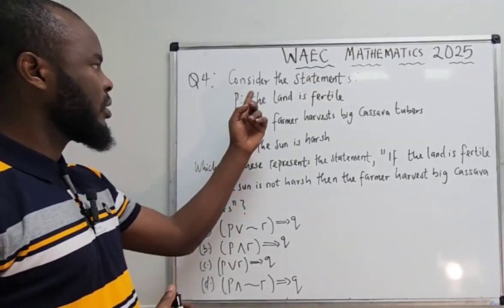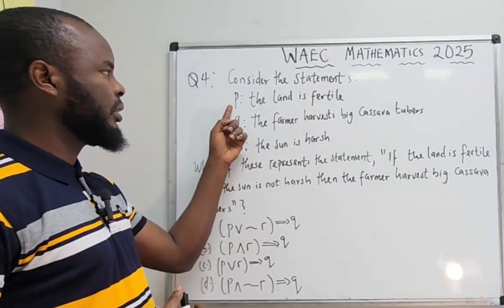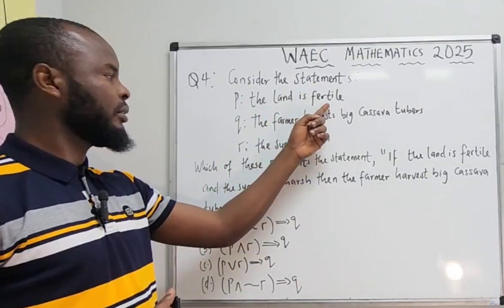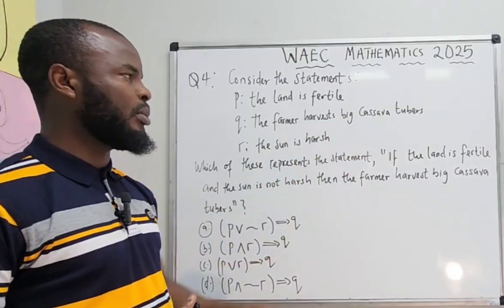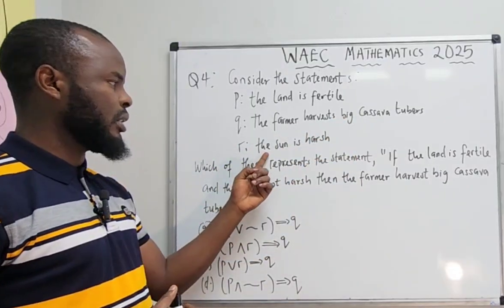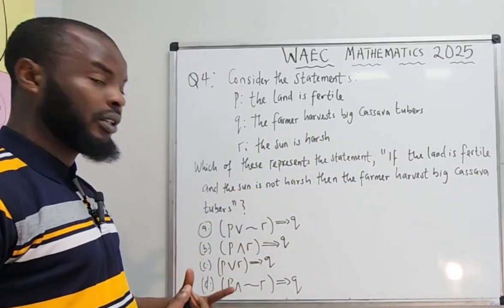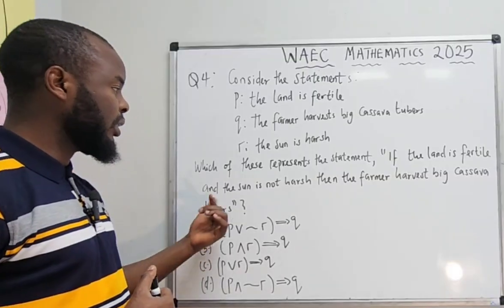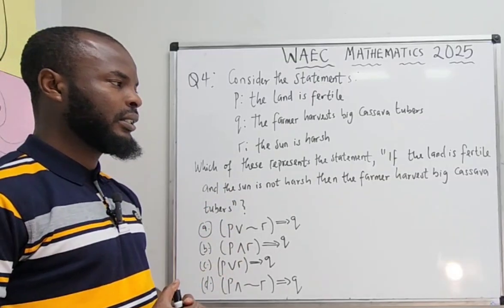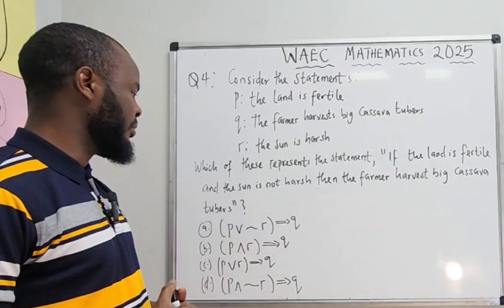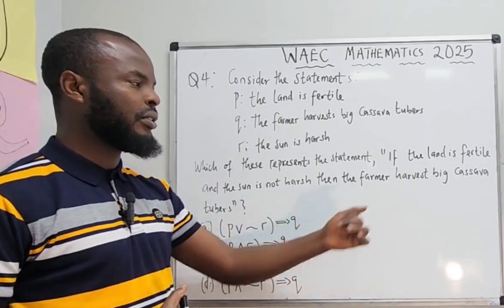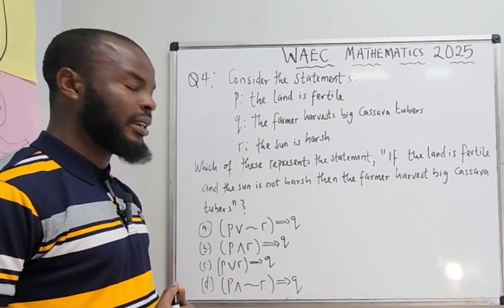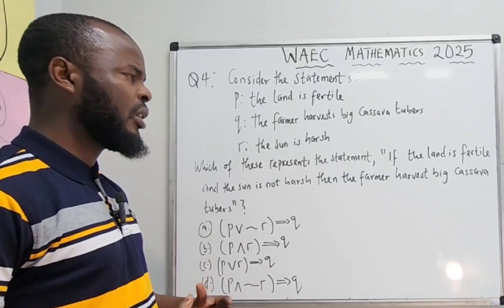Now, the question says, consider the statement P, the land is fertile. Q, the farmer harvests big cassava tubers. R, the sun is harsh. Now, the question is, which of these represent the statement if the land is fertile and the sun is not harsh, then the farmer harvests big cassava tubers? How do we do this?